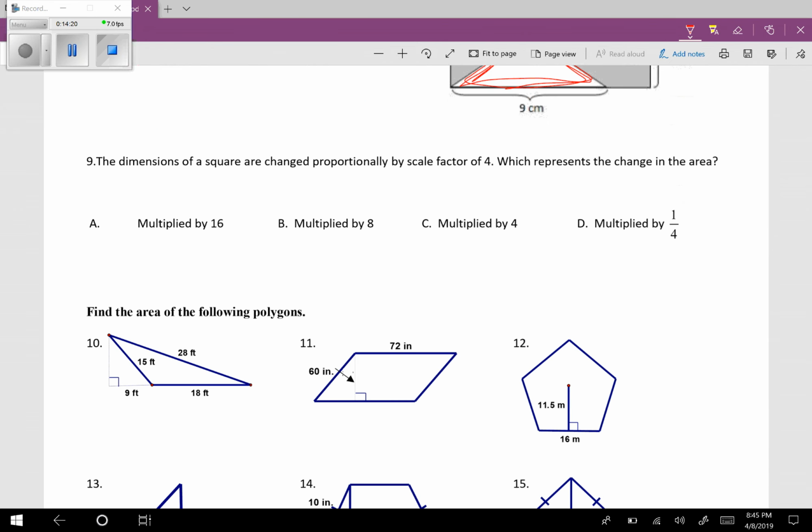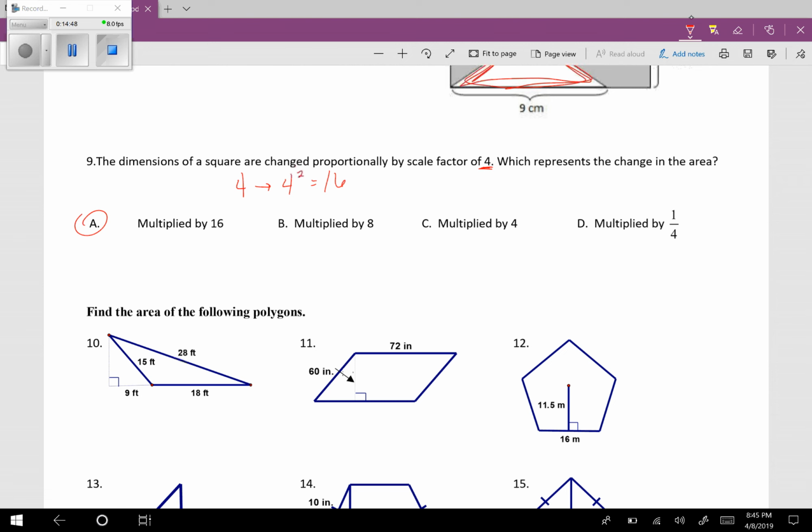Number 9, the dimensions of a square are changed proportionally by a scale factor of 4, which represents the change in the area. Okay, y'all. So remember, your area changes with the square of the scale factor. So you take your scale factor 4 and you square it, and so you get 16. The area is going to be multiplied by 16.